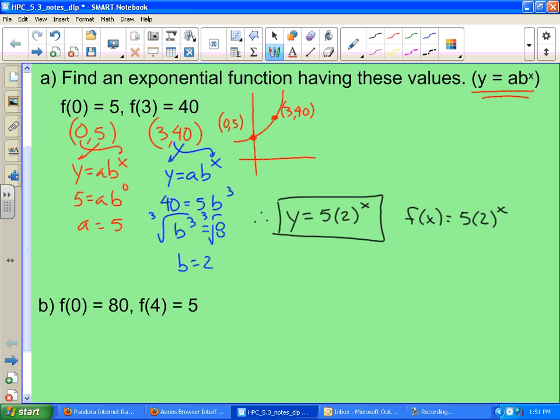All right, there we go. That's one of our unique exponential functions, because our b is 2, so we call these doublings. These are doubling exponentials.